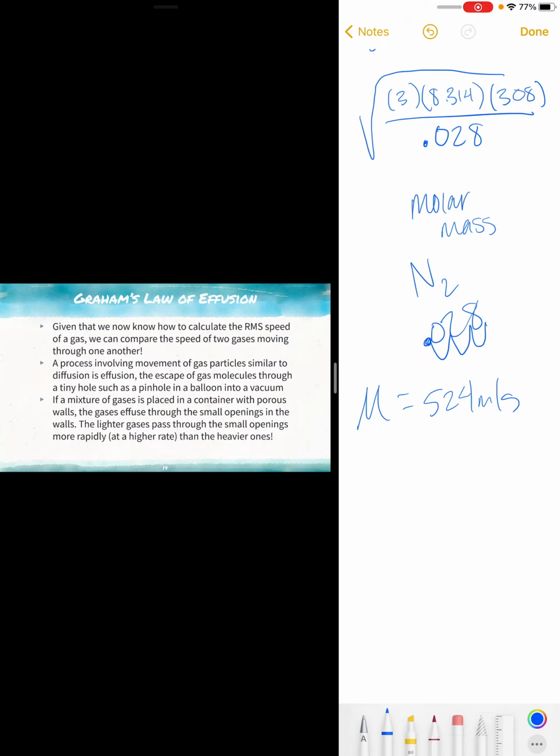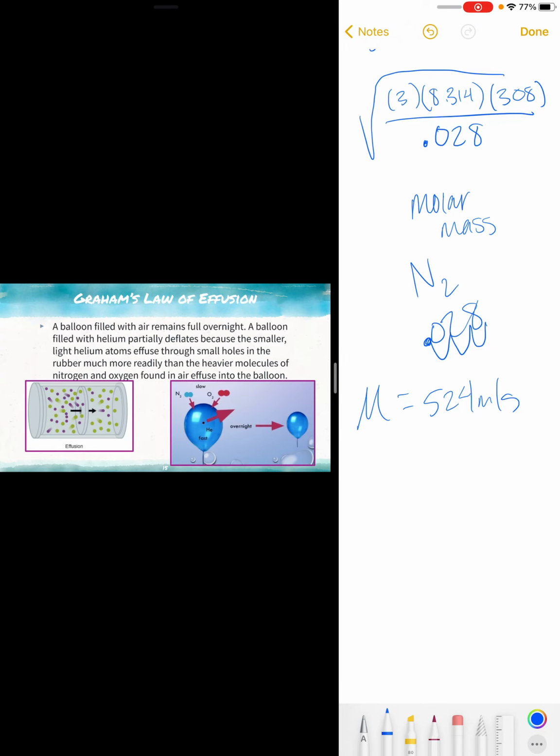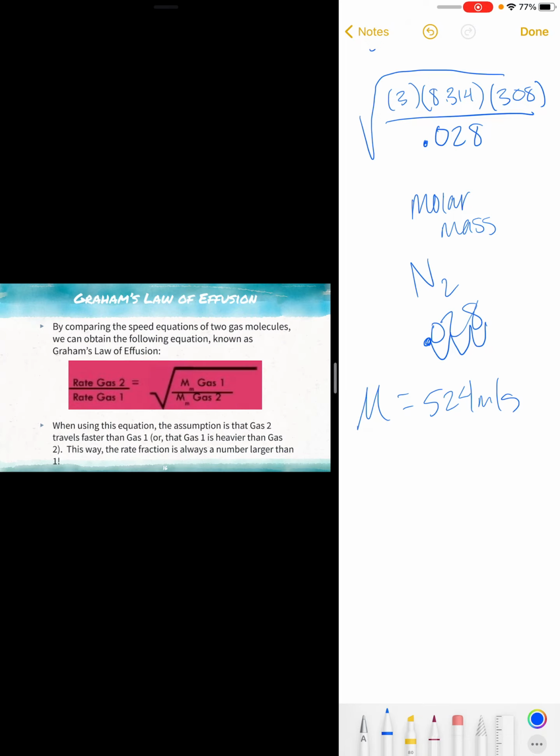If a mixture of gases is placed in a container with porous walls, the gases effuse through the small opening in the walls. The smaller gases pass through small openings more rapidly than heavier ones. So a balloon filled with air remains full overnight. A balloon filled with helium partially deflates because the smaller, lighter helium atoms effuse through small holes in the rubber, and that happens much more readily than the heavier molecules of nitrogen and oxygen found in air. So that's why helium balloons lose air very quickly, because those little atoms are able to escape through the rubber.